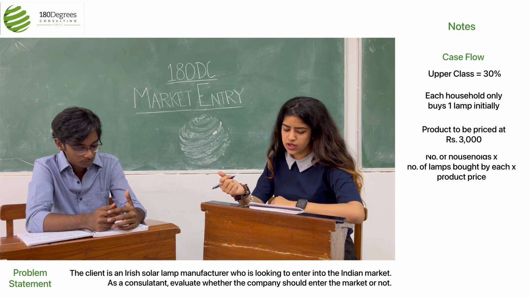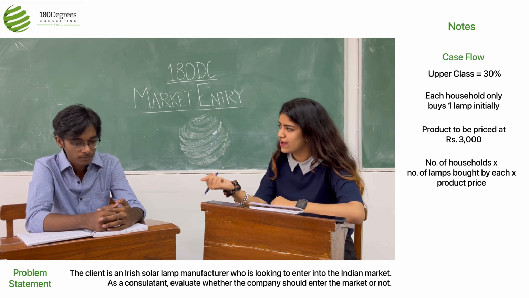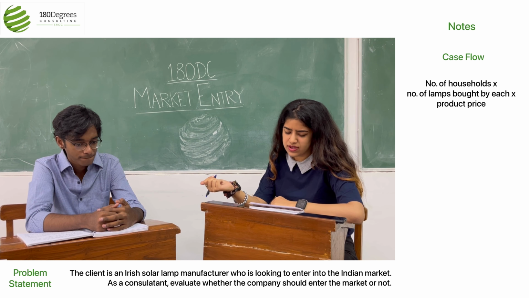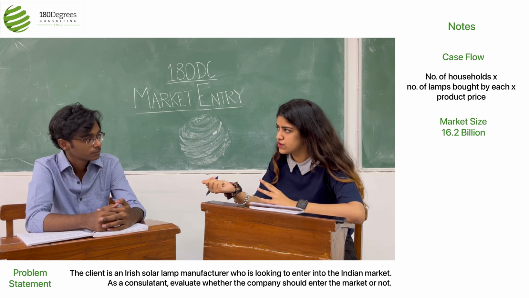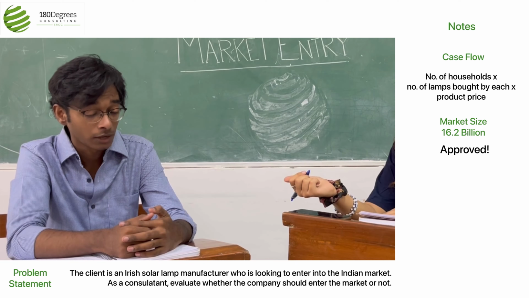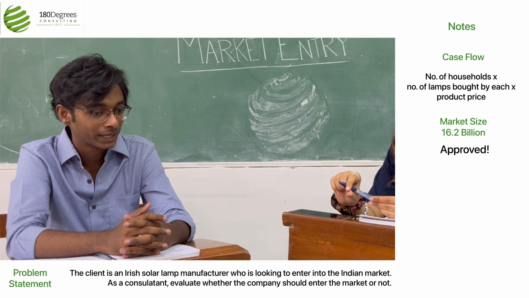So by multiplying the number of households by the number of lamps bought by each household and the average price, I get the market size to be approximately 16.2 billion, which I think is a good figure and a lucrative market to enter in. Definitely. I think now that we have a ballpark figure of a sort, we can move on to the next part of this.